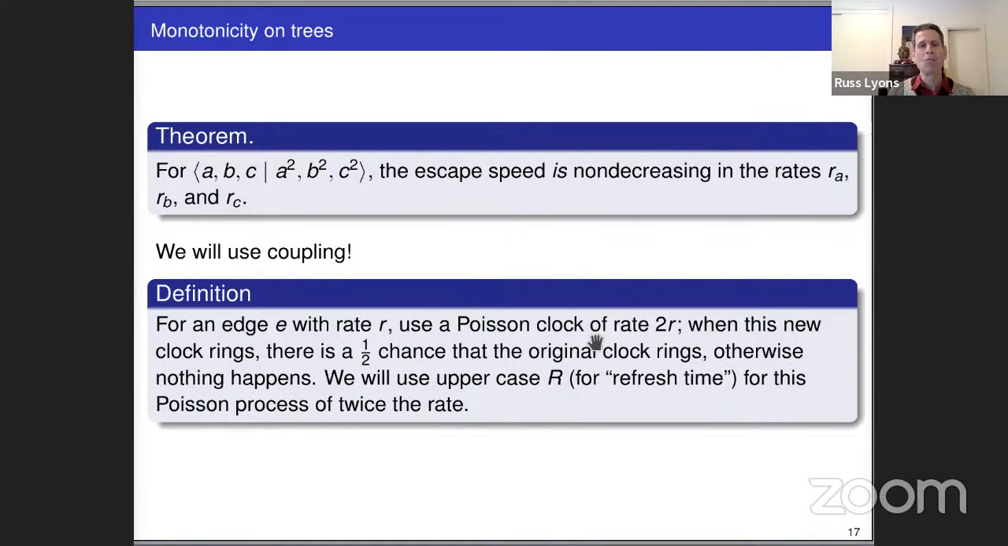But when this new clock rings, you flip a coin, and with half chance, you move like the original clock would tell you to move, but otherwise you just stay where you are. So you cut down the rate to what it's supposed to be. And I'm going to use capital R, standing for refresh time, for this Poisson process of twice the rate, right? So I'm going to introduce extra randomness that's going to help us with our flexibility to do our coupling.